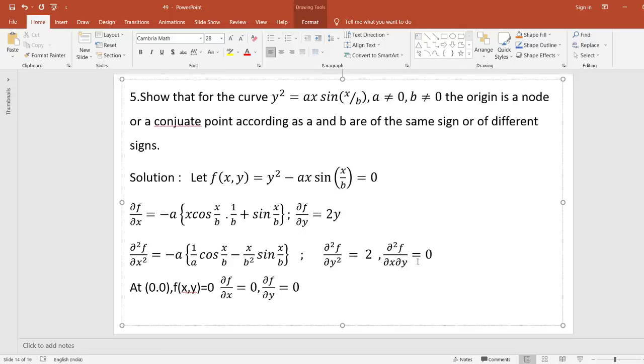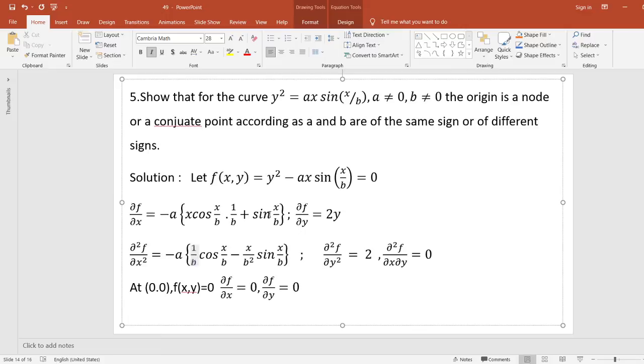Del square f by del x into del y is equal to 0, right? Because del f by del y with respect to x, there are no x terms, they act like a constant, then the partial derivative is 0. Here I have taken the first function as cos x by b. Okay, first function into differentiation, 1 by b is a constant, right? So therefore we have to write 1 by b. 1 by b into cos x by b, differentiation of x is 1. Next minus, what we have, x by b means minus x divided by b square into sine of x by b.